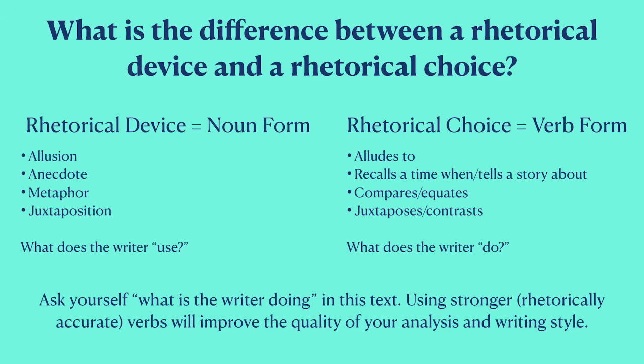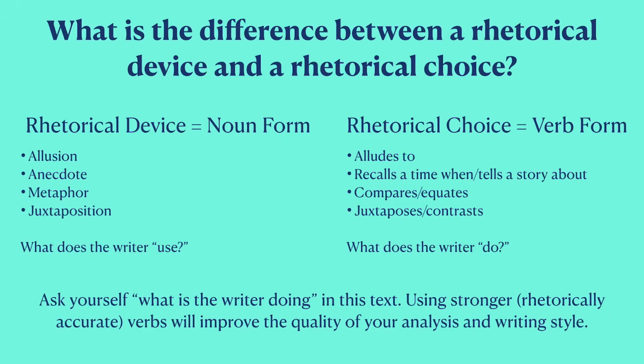So a couple examples might be an allusion. So instead of saying the writer uses an allusion, you could say the writer alludes to, and then you'd want to actually say what that allusion is. Or another example might be juxtaposition. So instead of saying the writer uses juxtaposition, you could say the writer juxtaposes this and this, or the writer contrasts this and this. So those are ones where you could take the noun form and turn it into a verb pretty easily. However, that's not always the case.